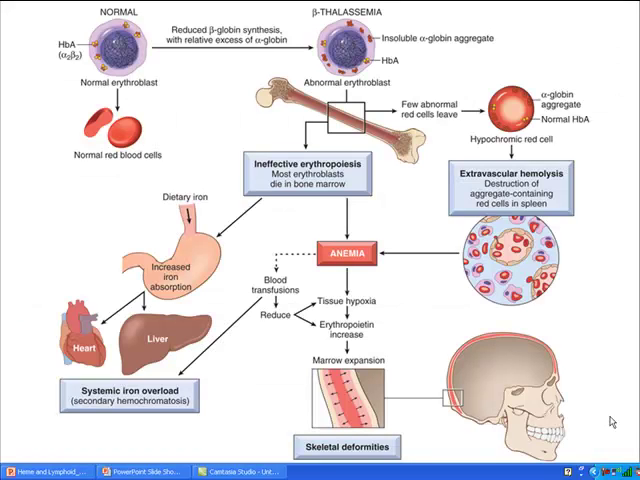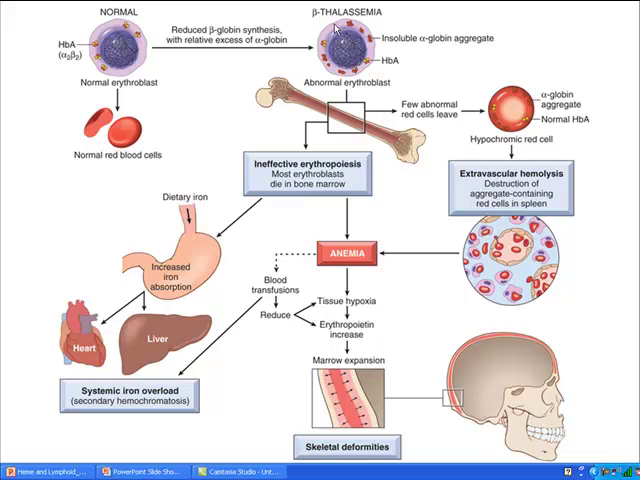Okay, this is a diagram showing the pathogenesis of beta thalassemia. I'm not going to go through everything on this diagram. The only thing I really wanted to point out is the pathogenesis of the skeletal deformities that are seen in beta thalassemia. So here you have a normal erythroblast that's going to give normal red blood cells.